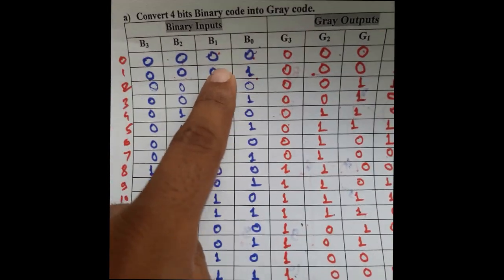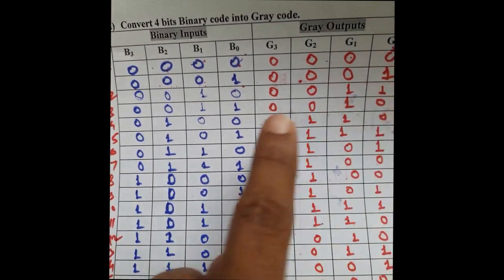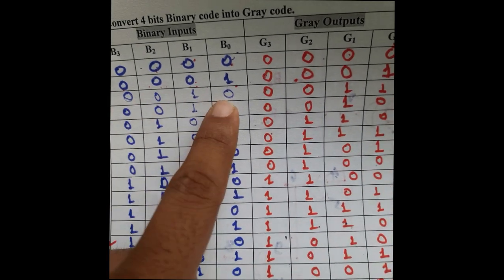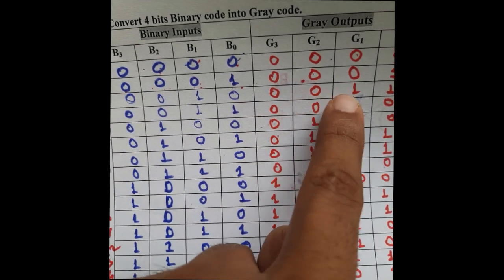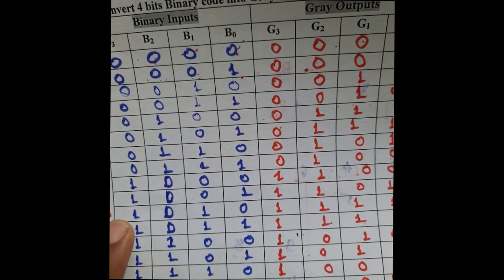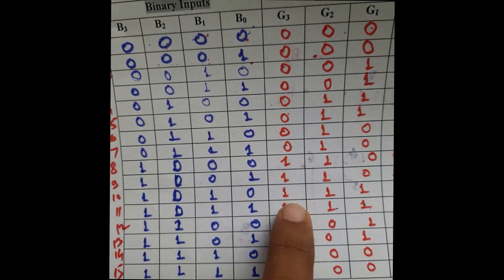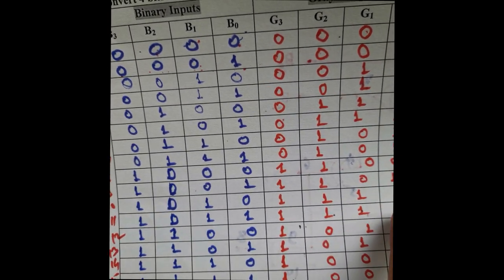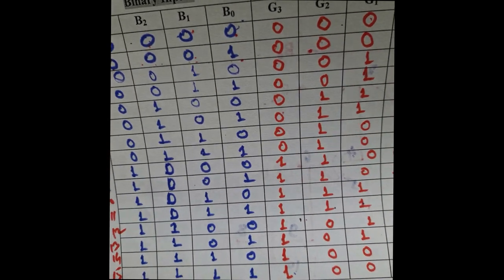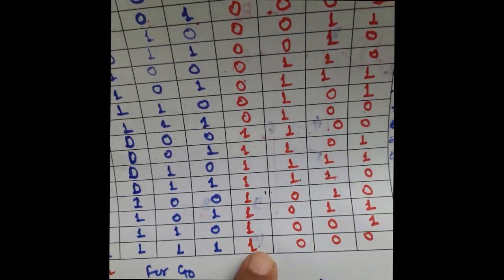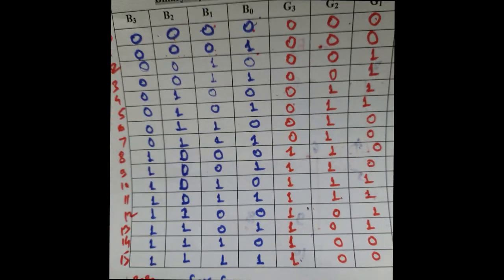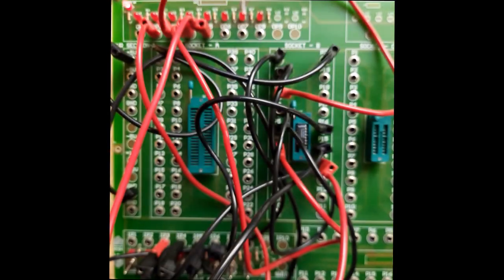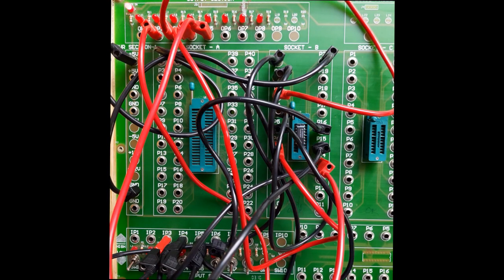First entry: for 0 0 0 0 your output should be 0 0 0 0. Then for 0 0 1 0 your output should be 0 0 1 1. Then I am going to check 1 0 1 0. For 1 0 1 0 your output should be 1 1 1 1, and for all high, 1 1 1 1, your output should be 1 0 0 0. So I am going to check only these combinations. You can verify all the combinations, no problem. Now first thing is I have kept all my inputs at the 0 bit.